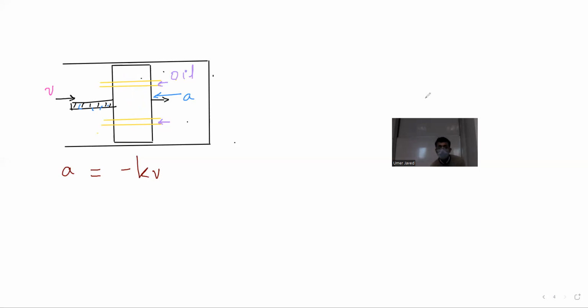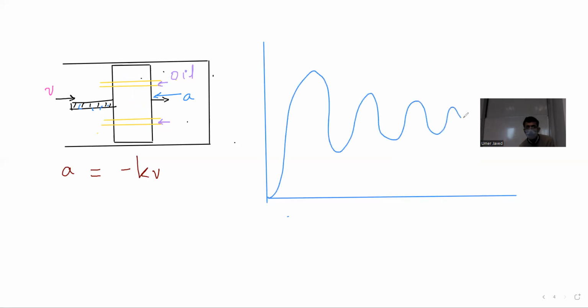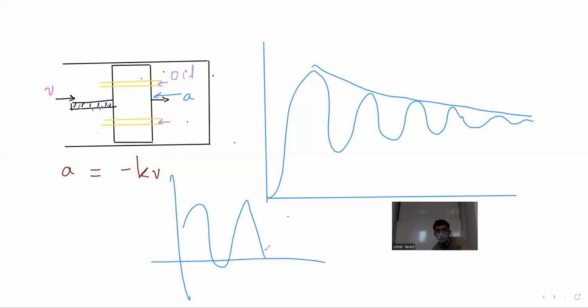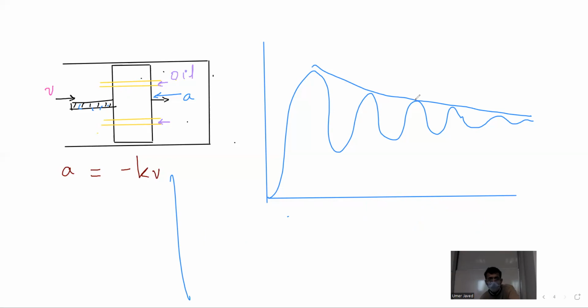Exactly, yes. But I will actually make a diagram. So it goes like this. Look, you see this. This is because of the damping. If you don't have this oil, this thing will keep on oscillating back and forth for extended periods of time. You want this oscillation to damp quickly. That's why you have oil and damper.